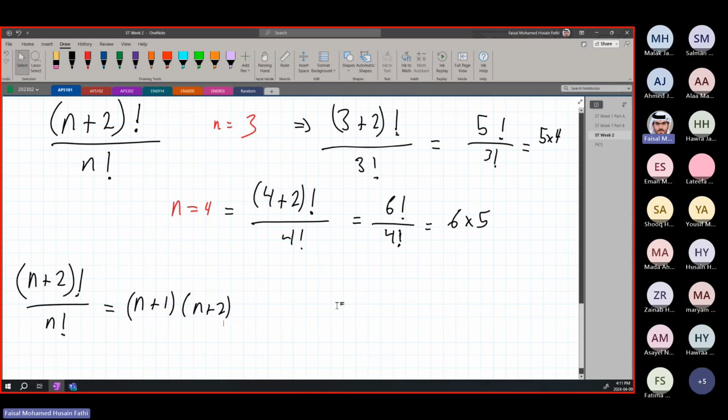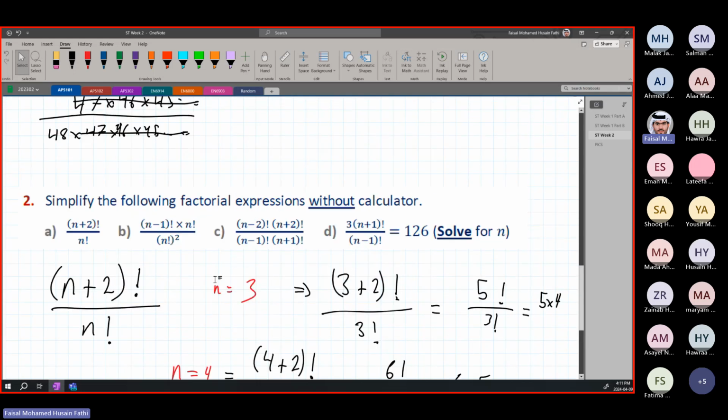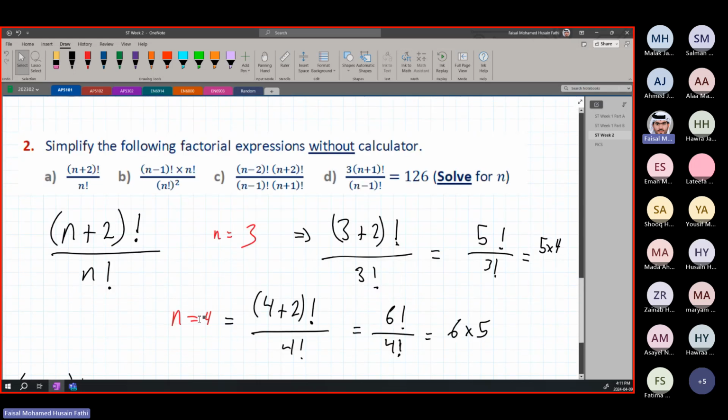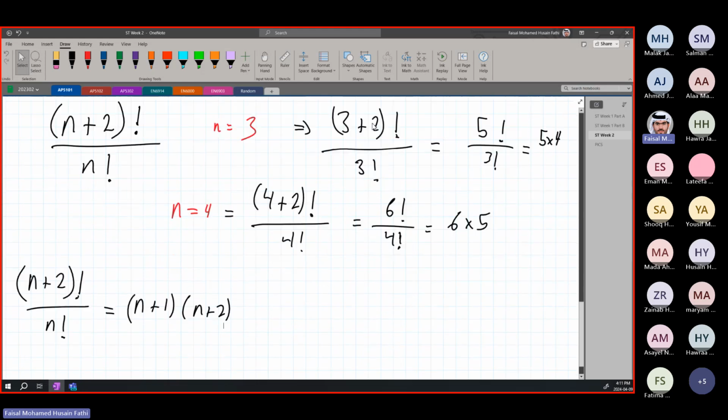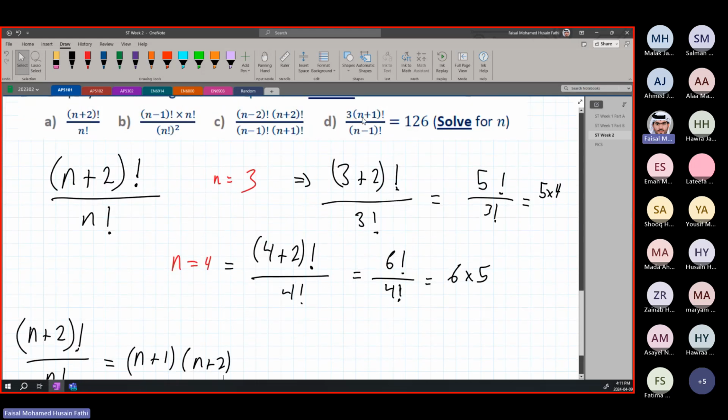All right? This is how you can simplify it. Always just substitute a value for n. Find the relation between the n value and here and see if it's repeating and the other n value and there, and just solve it. Let's take one more example. Let's take part D.